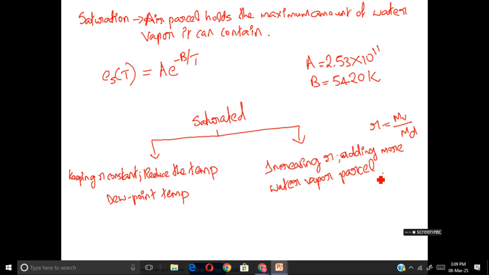So we learned TD, the dew point temperature. In this case, the mixing ratio is kept constant. And another one we learned was the wet bulb temperature. In this case, we are adding more water vapor to the parcel, and the temperature that the parcel eventually reaches when it becomes saturated is the wet bulb temperature. So these two things we learned last class.